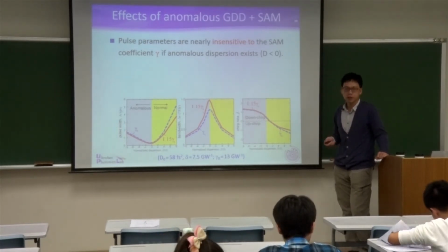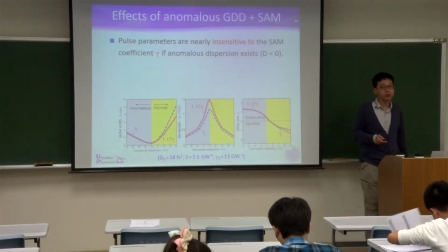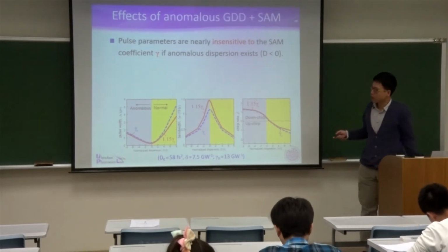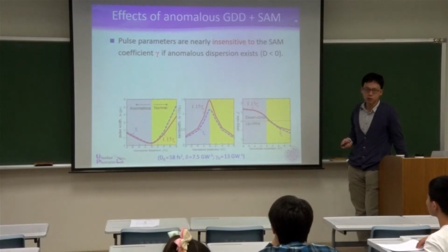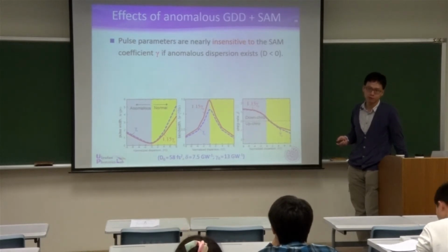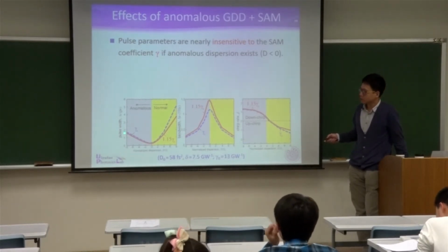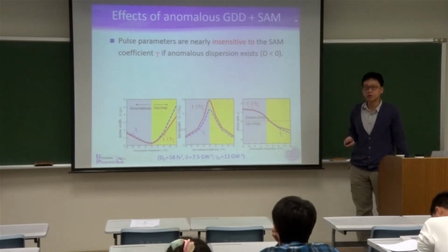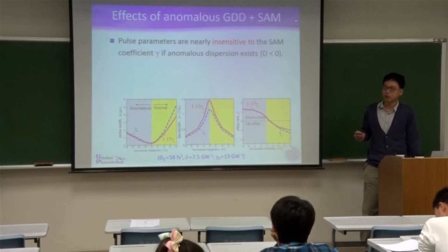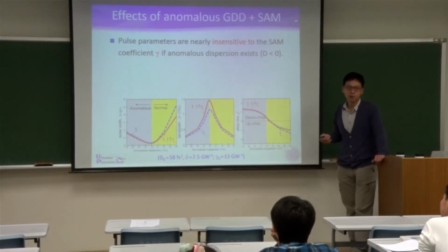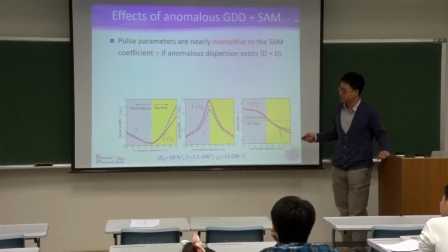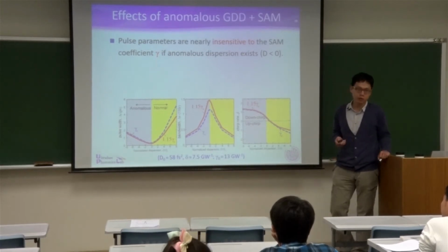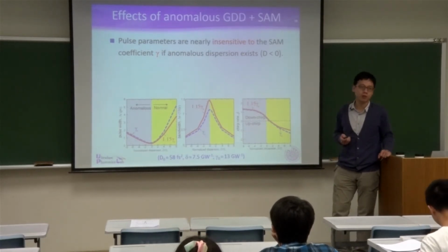But in the left half, it is very different because now the two curves are almost overlapped with each other. That means the increase of SAM coefficient does not help in giving a shorter pulse. No matter if it's gamma 0 or 1.15 gamma 0, you almost have the same pulse width.